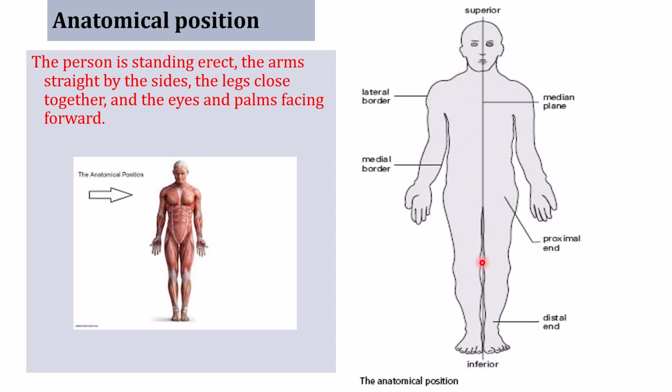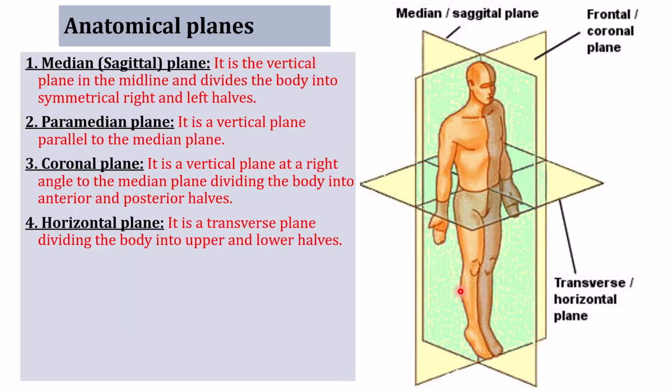You can see in the picture, the person is standing erect, the arms are straight by the sides, the legs are close together, the eyes are facing forward, and the palms are also facing forward. The little finger should be on the medial side and the thumb will be on the lateral side as the palm is facing forward. So this is the normal anatomical position of a body.